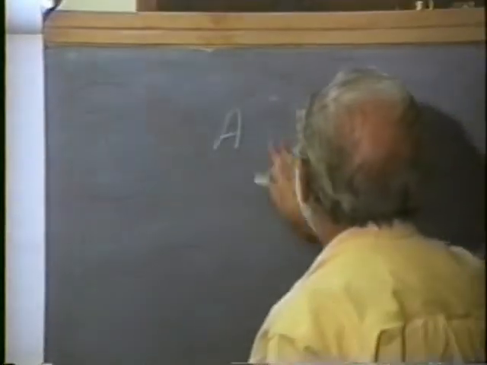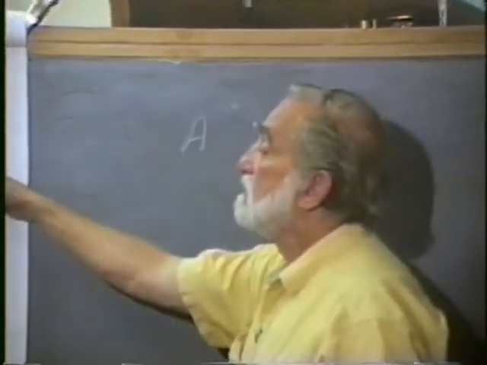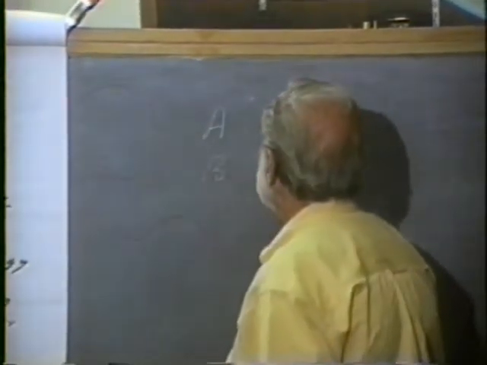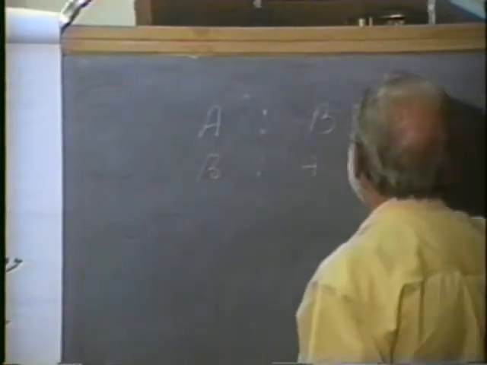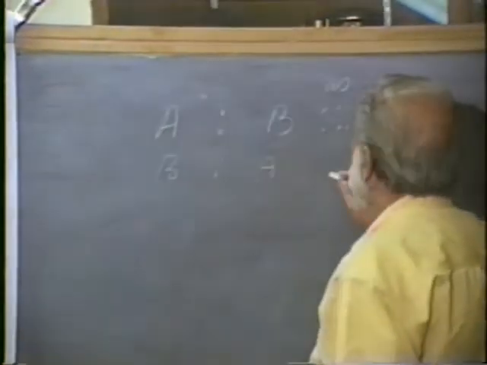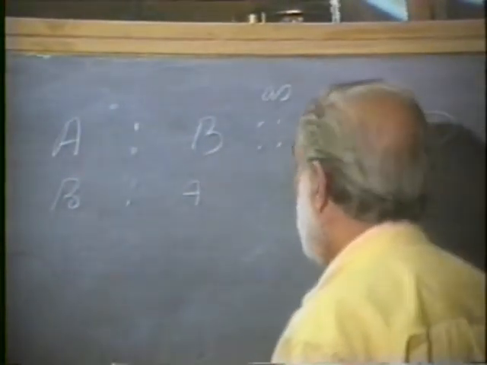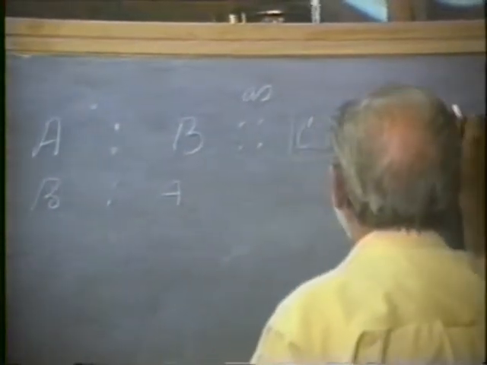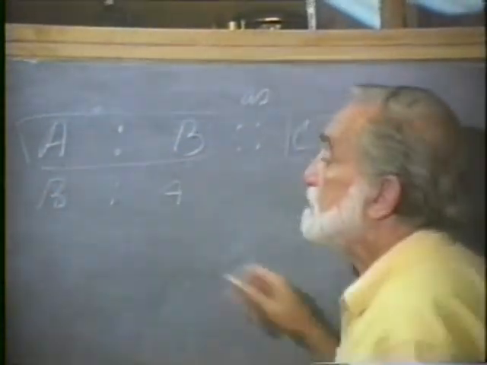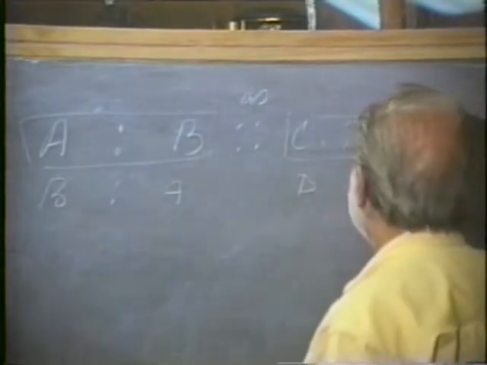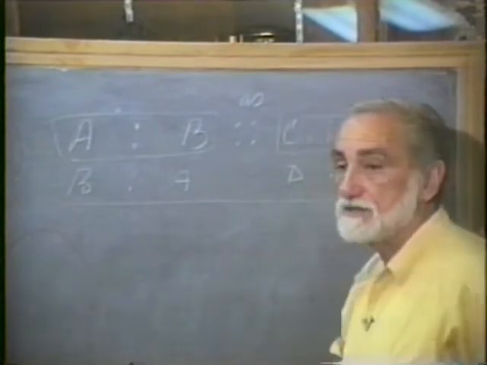I can represent that with just two dots. So A is to B, we can equally change that to B is to A. Now look here. As C is to D. Well, look here. This is a ratio. This is a ratio. Therefore, we can switch the terms within the ratio, switch them around, and we have a new form of the original analogy.